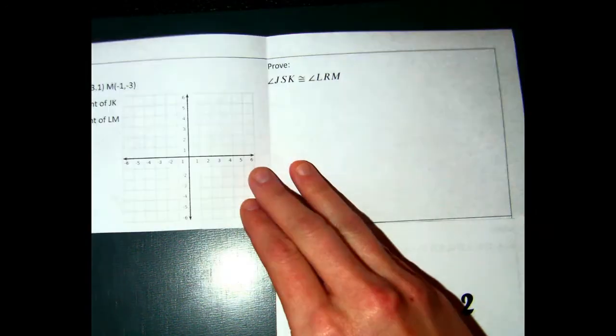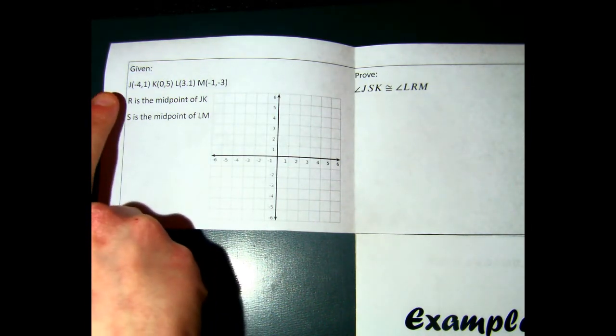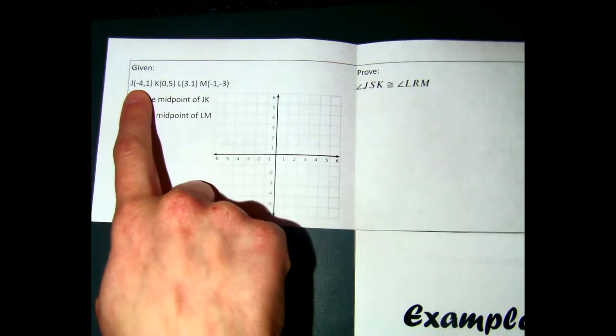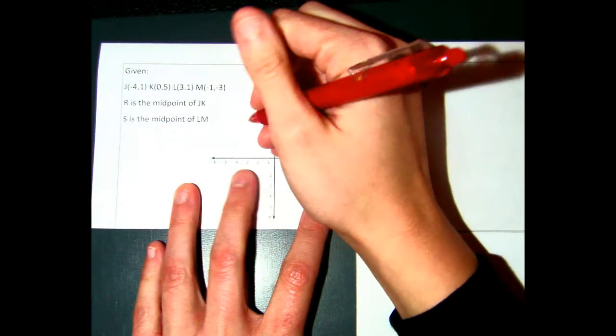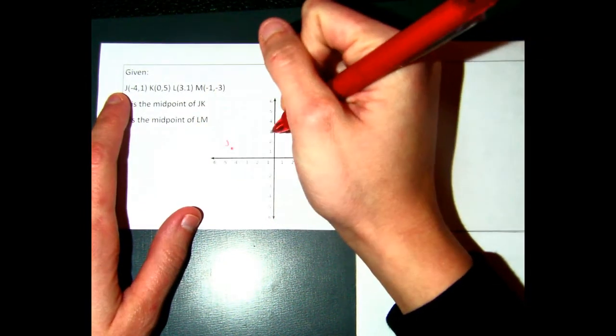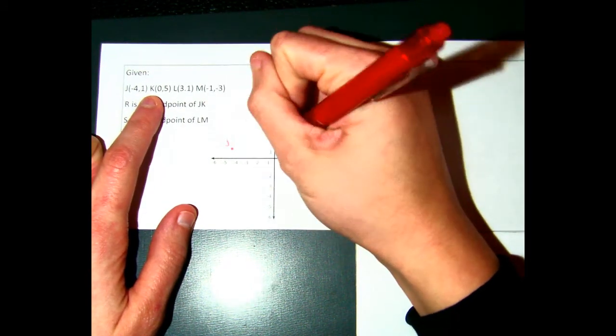So, the first example states we're given that we have a triangle. We're actually trying to prove that two angles are congruent. We are given these points, so I'm going to go ahead and place them on our graph. I'm given J, which is -4, 1. I don't exactly know what shape I'm supposed to make yet. I'm assuming triangles since that's the title of the lesson, but we'll see in a minute. So I'm not going to connect anything yet.